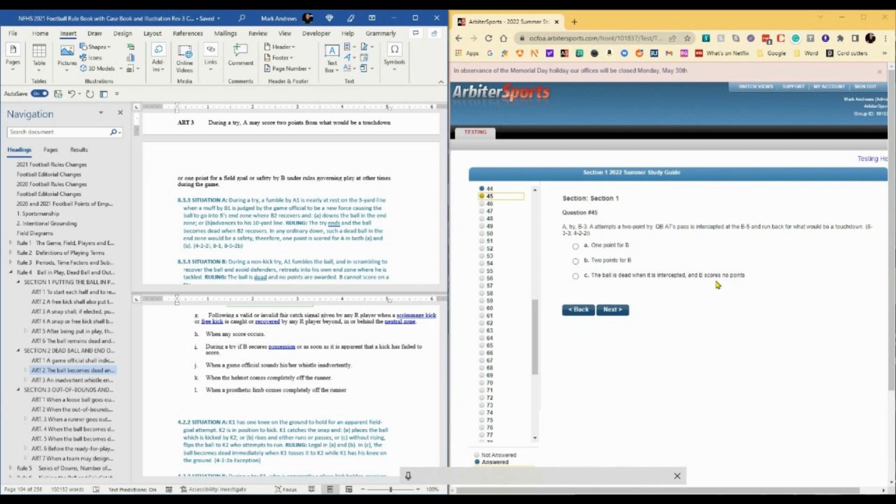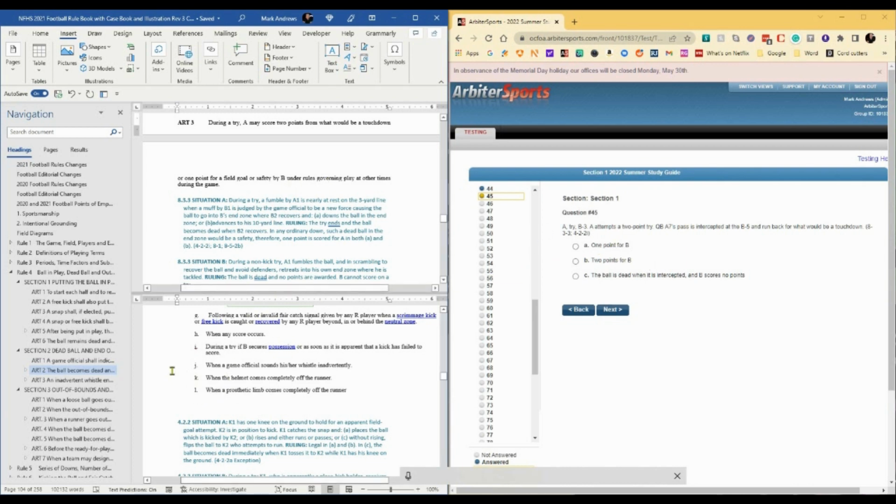B scores no points. So he refers to 8-3-3, which just says during a try, A may score 2 points, that would be a touchdown, or 1 point for a field goal, or a safety by B under rules governing play at the other times during the game. So that's a difficult way of saying, if you kick the ball, you get 1 point. If you run the ball or pass it into the end zone successfully, you get 2 points.